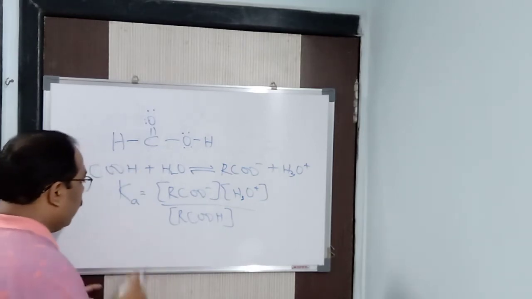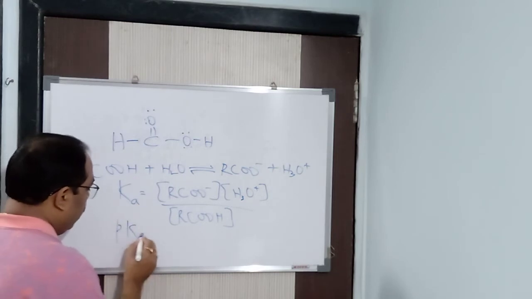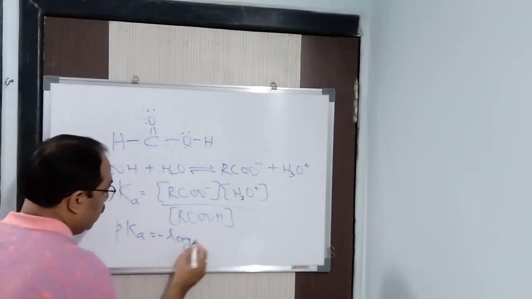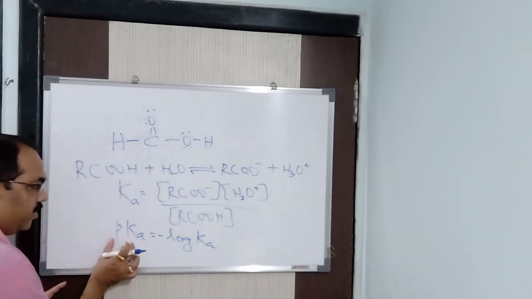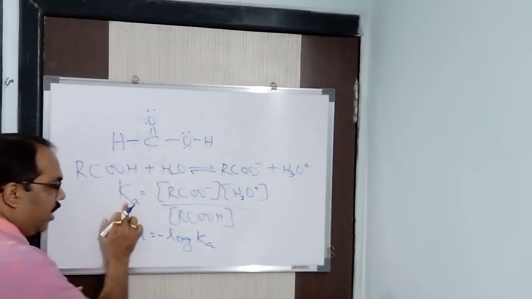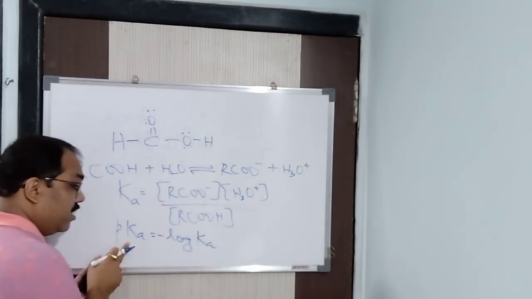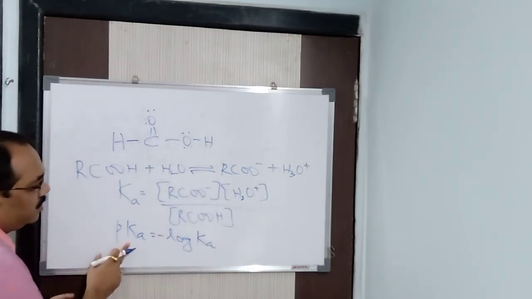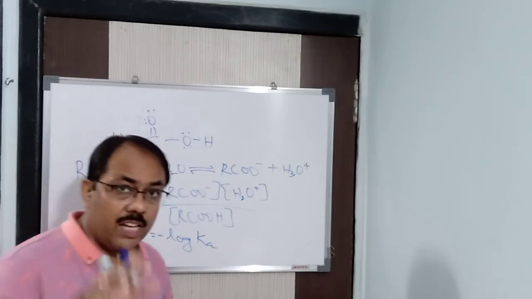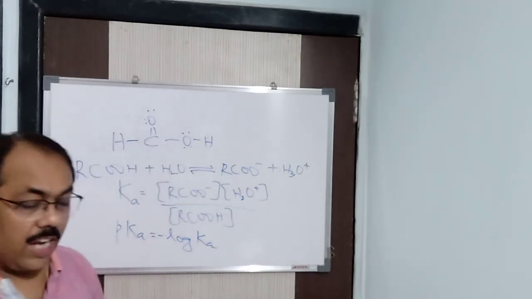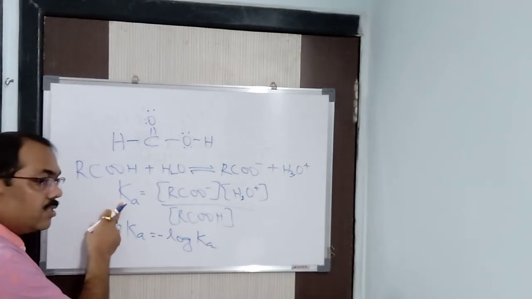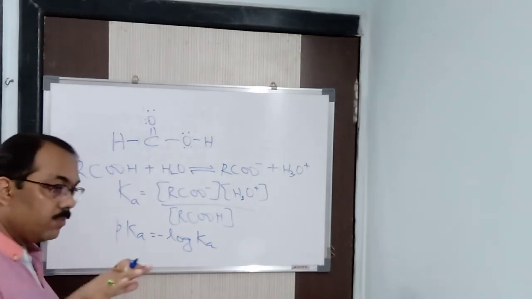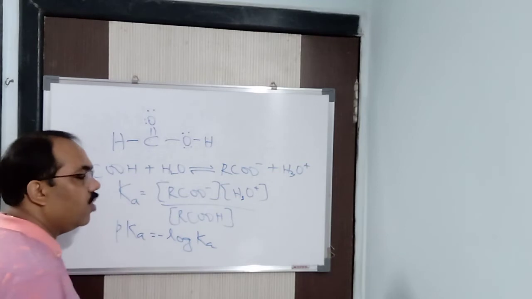Got it? Now, next is what I said, it also depends upon pKa. What is pKa? pKa is minus log Ka. So here you listen carefully. Higher the value of Ka, stronger is the acid. But smaller is the value of pKa, stronger is the acid. The value of Ka has to be maximum, but the value of pKa has to be smaller, because pKa is minus log Ka.